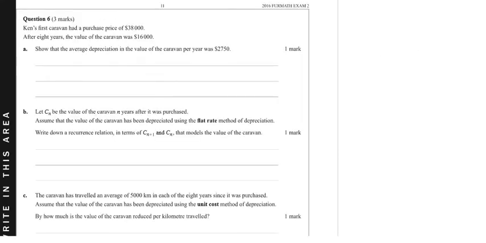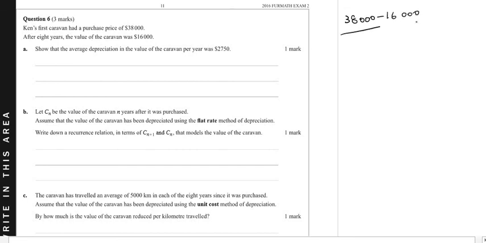Okay. Now question 6. First, a caravan had a purchase price of this amount. After 8 years, the value of the caravan was this amount. Show that the average depreciation in value of the caravan per year is this much. So we need to find out how much the caravan has depreciated in total. So that's 38,000 minus 16,000.